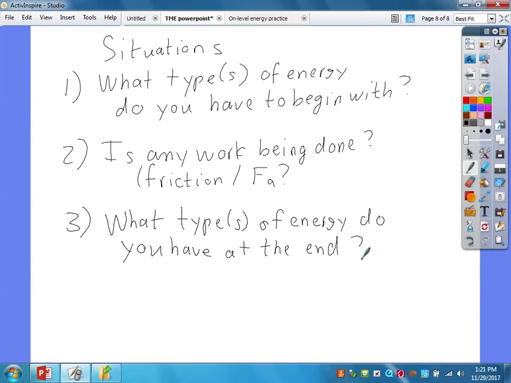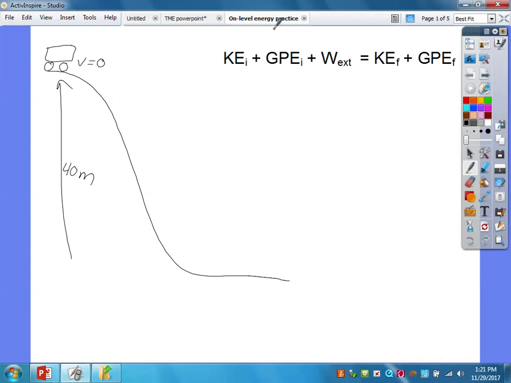So let's try a couple problems here. You can see I have my formula up there already. What I have here is some sort of roller coaster at the top of a hill. It starts at rest, v equals 0. It's 40 meters up this hill. My question is, what is the velocity at the bottom of the hill? And let's say the hill is frictionless.